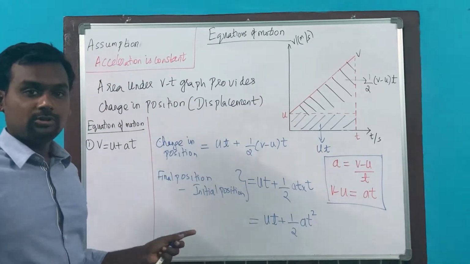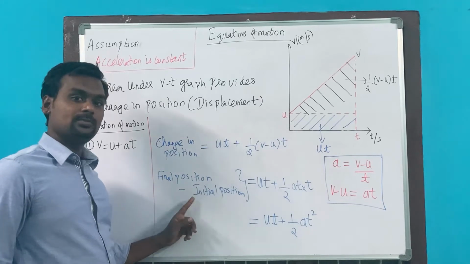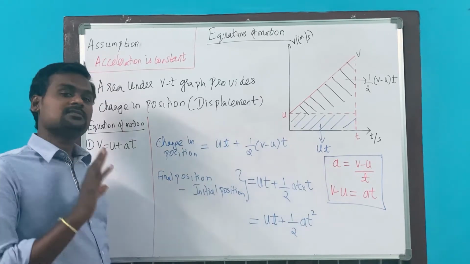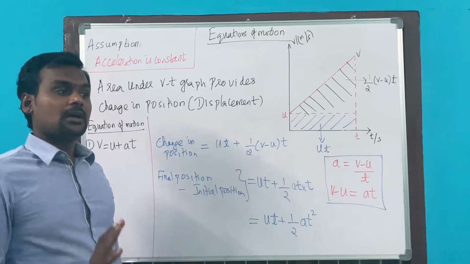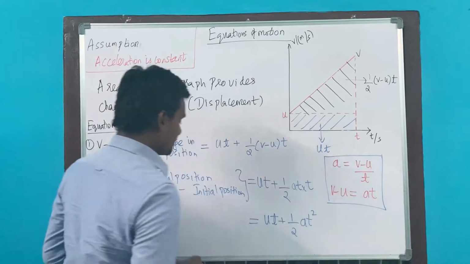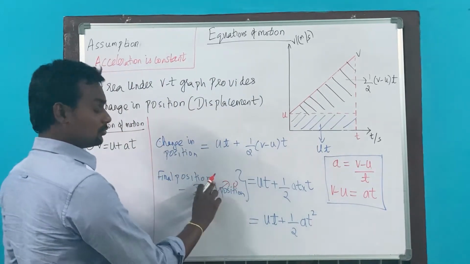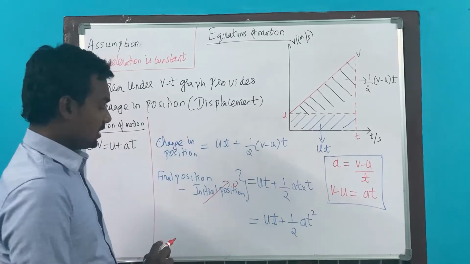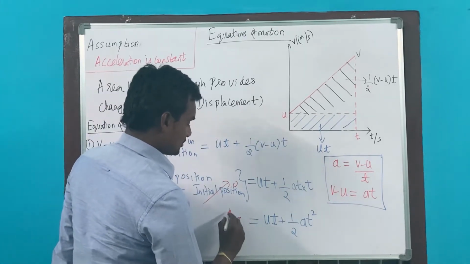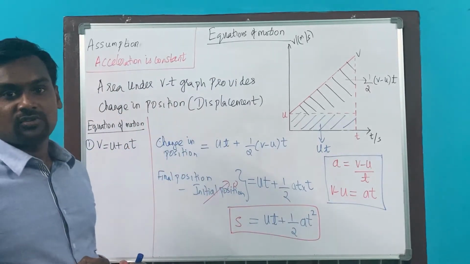Now, for simplicity, we are going to make the initial position 0. That's an assumption which we are making. Please understand that it is just an assumption. It need not be 0. For simplicity, we are making initial position 0 here. So this becomes 0, right? So you've got only the final position left, and that we are going to represent with S. So this becomes your second equation of motion.